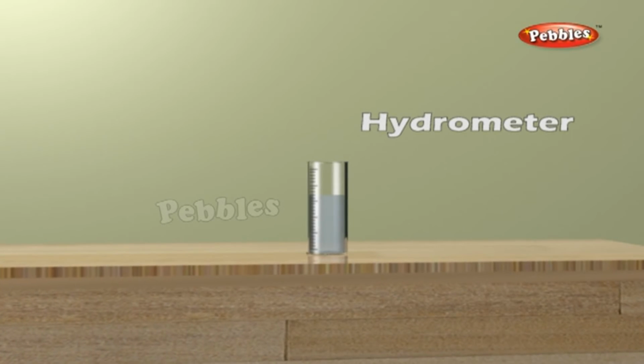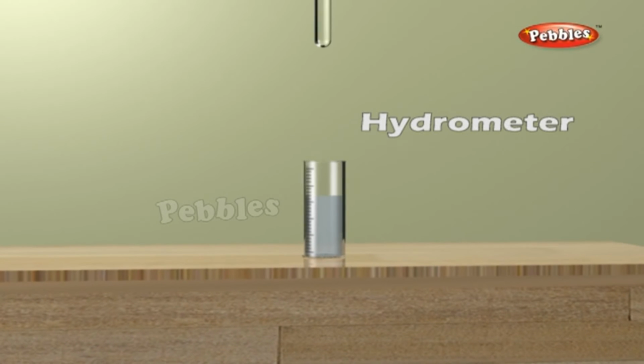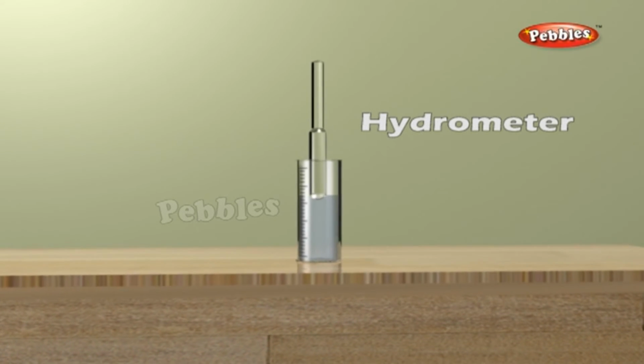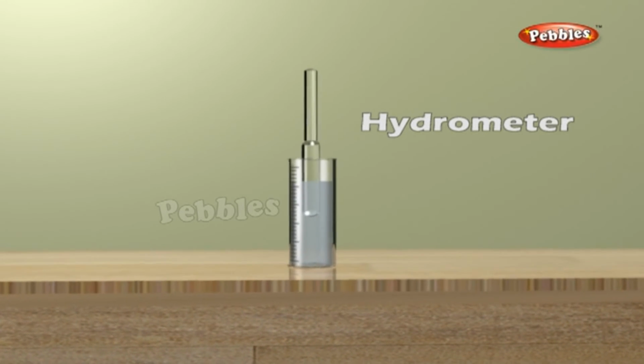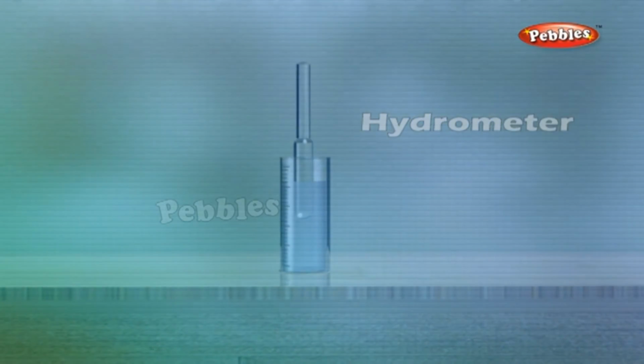Hydrometer. The density of a liquid can be determined with a hydrometer. The hydrometer is placed in the given liquid and allowed to sink. The depth to which it sinks indicates its density.